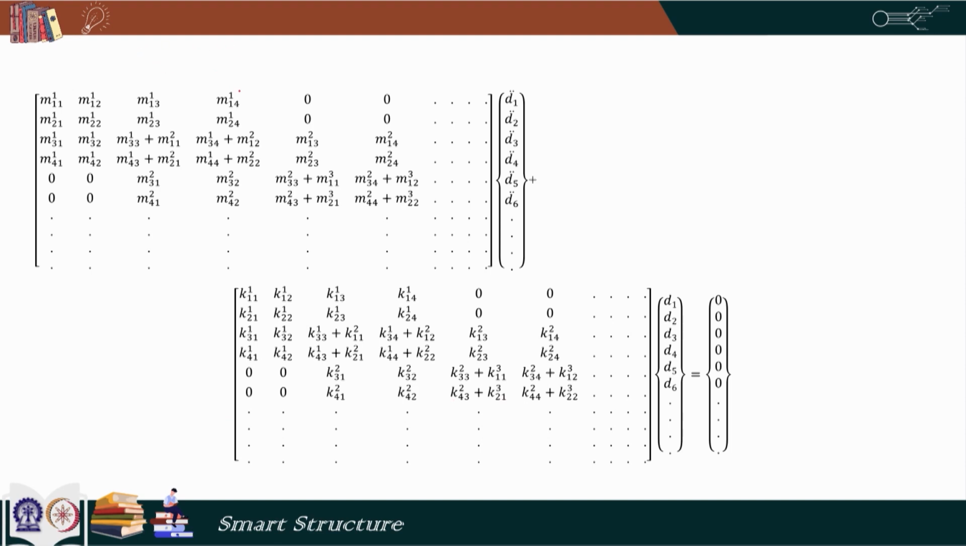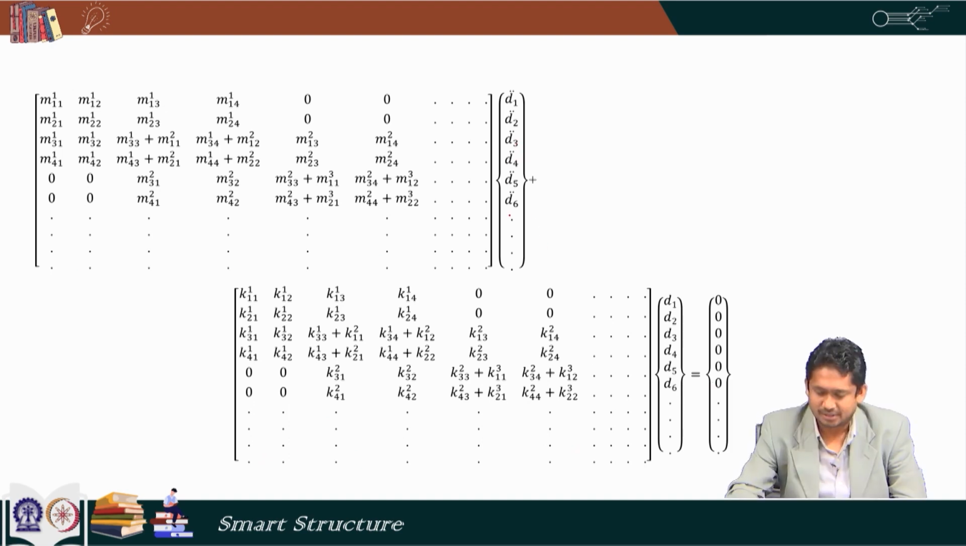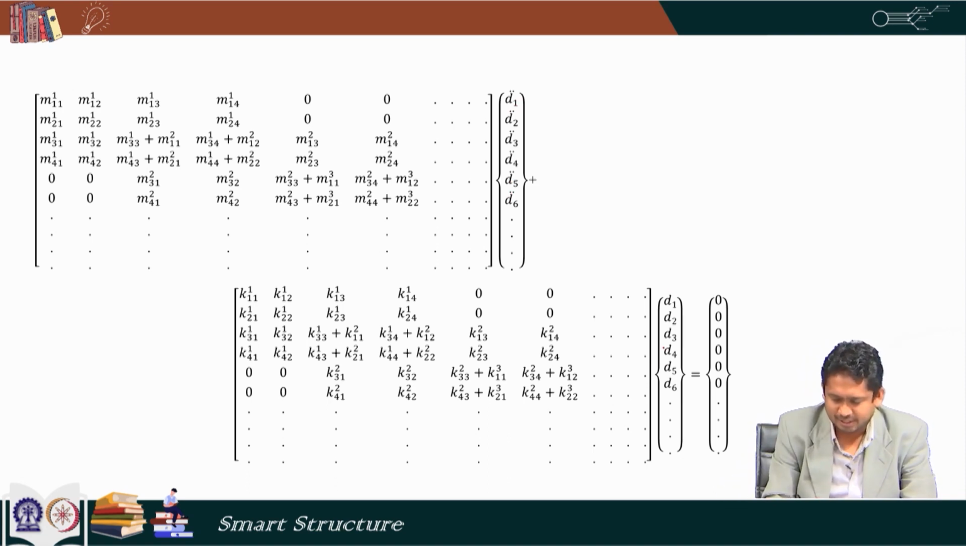So, after assembling, this is our globally assembled matrix. The assembling process we discussed in the last two lectures. So, this is my global mass matrix and this is my global stiffness matrix. Mass matrix is multiplied with the global degrees of freedom, the second order derivatives of the global degrees of freedom, and the stiffness matrix is multiplied with these d's.